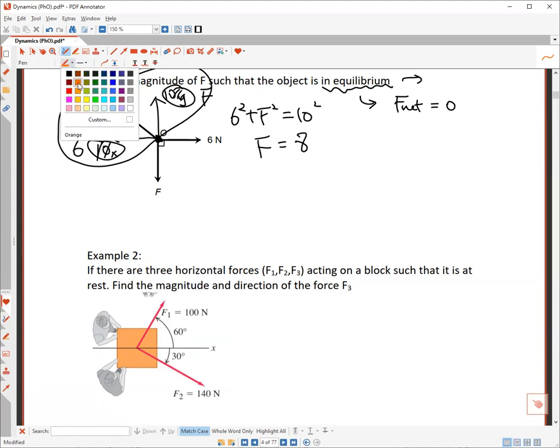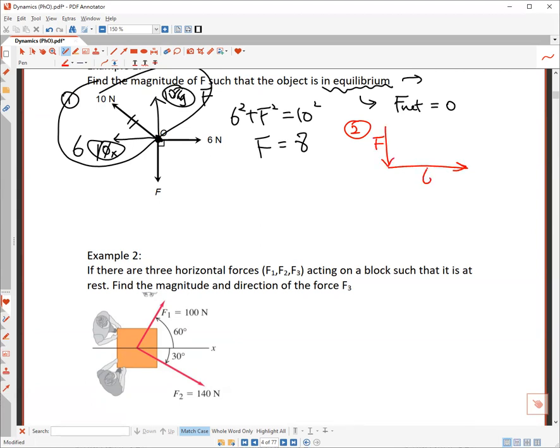The second method to do it is, if you still remember the head to tail method, if the vector sum is 0, then the vectors can form a triangle. So that means these three vectors can form a right angle triangle like this, okay? And then you can directly apply the Pythagoras theorem and get the answer very easily. That's it.